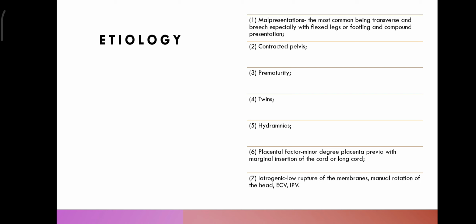The third one is prematurity. That means the baby is not mature or its age is less than 37 weeks. The fourth one is twins. Fifth one, hydramnios. Sixth one, placental factors: minor degree placenta previa, marginal insertion of the cord, or long cord. The seventh one is iatrogenic: low rupture of the membranes, manual rotation of the head.